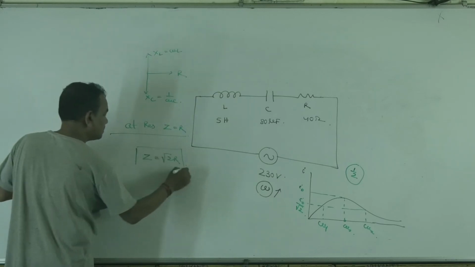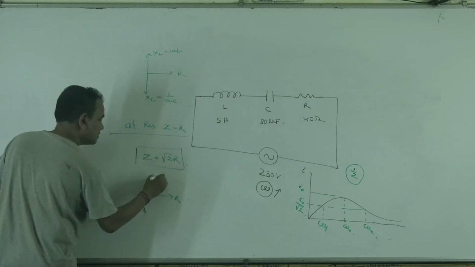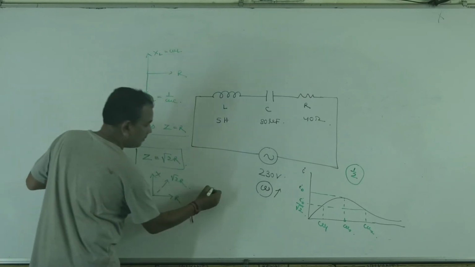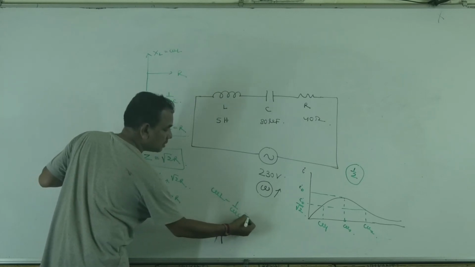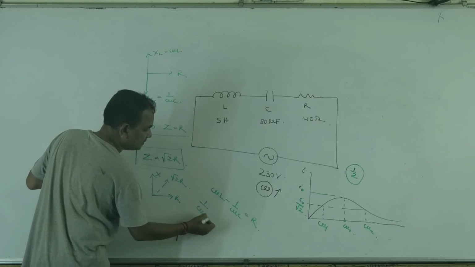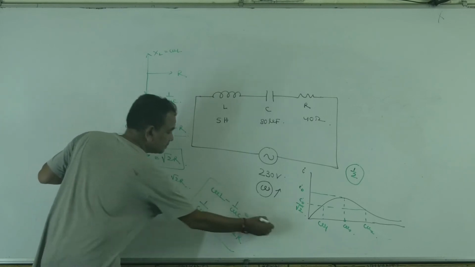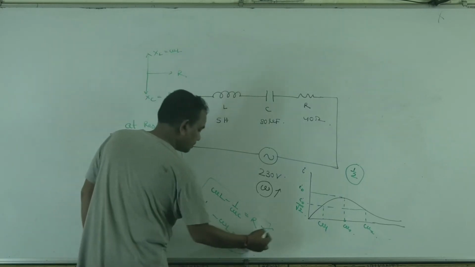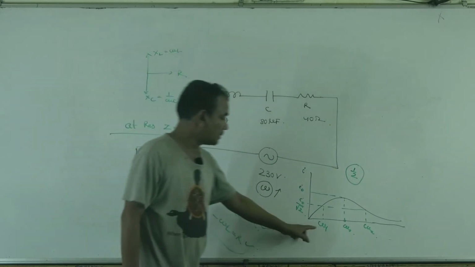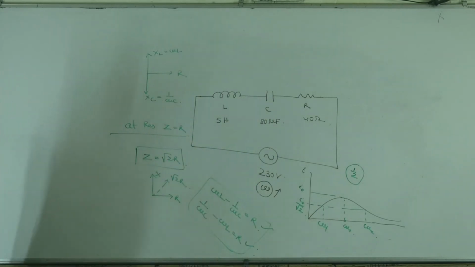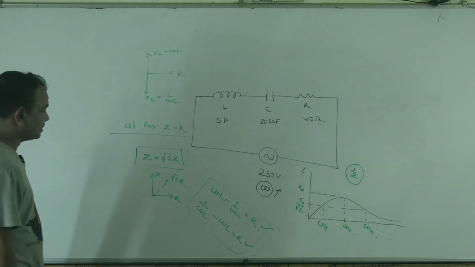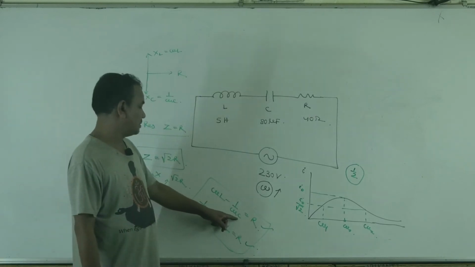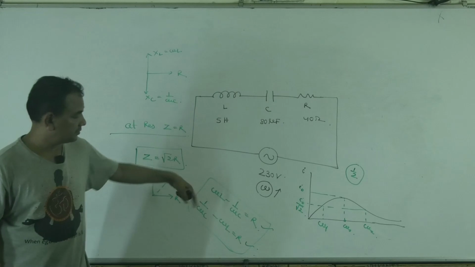So for Z to be root 2 R, X should be such that the resultant Z can be root 2 R. So X is equal to R. So X is omega L minus 1 by omega C equal to R. And in the second case, 1 by omega C minus omega L is equal to R. So we get two cases for the omegas, omega 1 and omega 2, where the current is 1 by root 2 times that at the resonating frequency. Solve these two equations for omega, because R, L, C are given. You only have to find omega in the first and second case, so try to solve it.